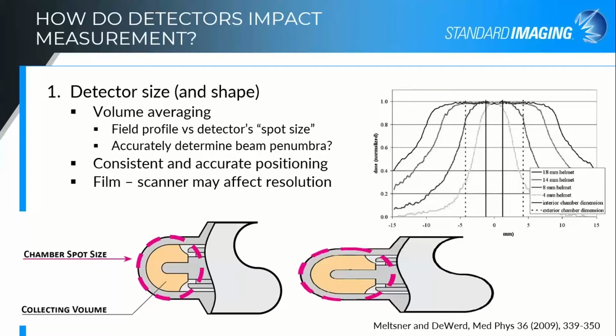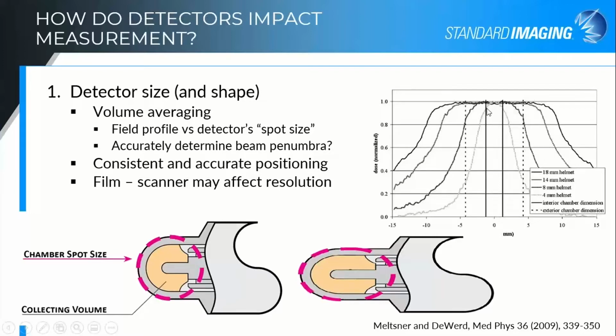If you're using film, it's good to understand that for very small fields, sometimes the scatter within your scanner can affect the resolution that you can get in the very small center portions of your field. This plot on the right is from an older publication from Meltzner and de Word about gamma knife output factors. And the solid line here represents the active region of the detector. But if you look at the buildup required on each side of the detector, so walls of the detector as well as a little bit of buildup, this is why we talk about spot size.